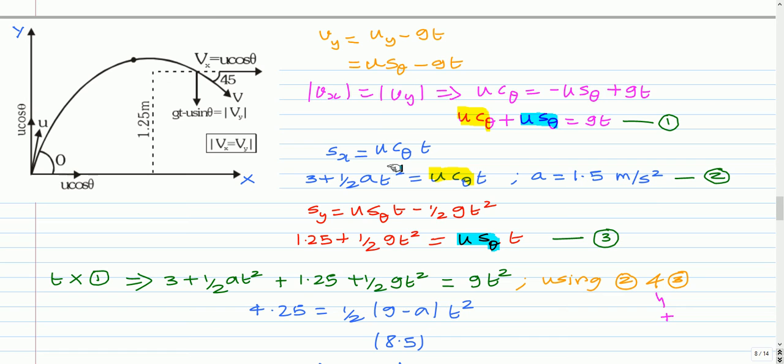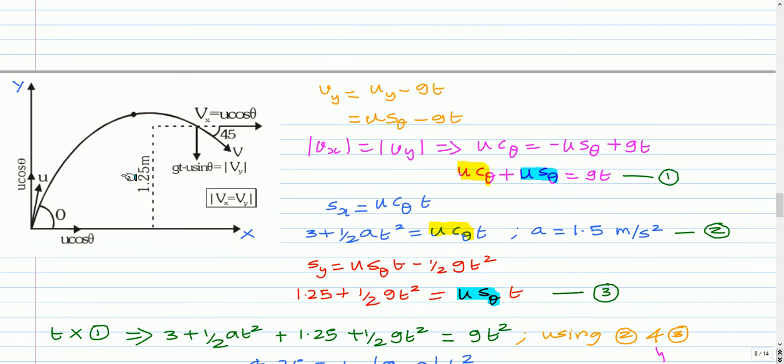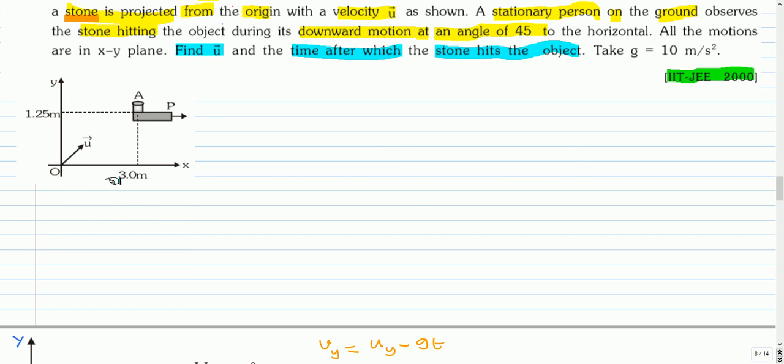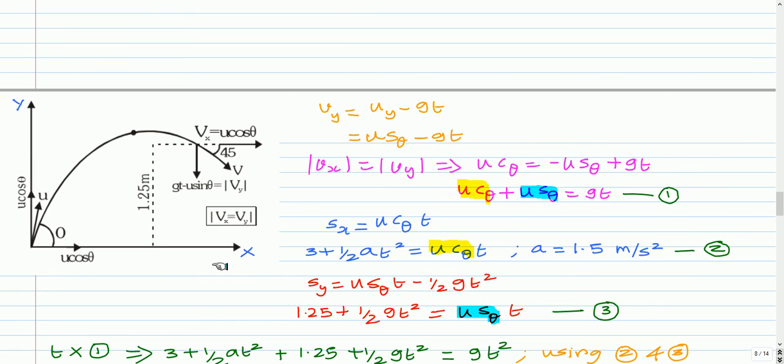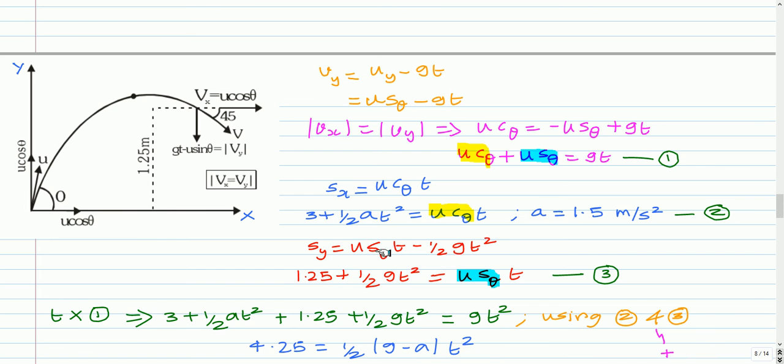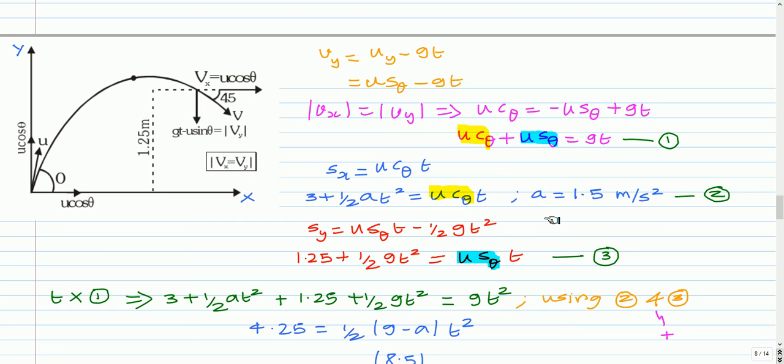Sx equals u cos theta into t, and this distance traveled from here to here at the time instant when the stone hits this object is 3 plus half at square. 3 is the initial separation between the stone and the object A, and after that the object travels a distance of half at square, and that is the same as the range of the projectile in the horizontal direction, that is u cos theta into t. And the acceleration of the plank is given as 1.5 meter per second square. So this is the second equation.